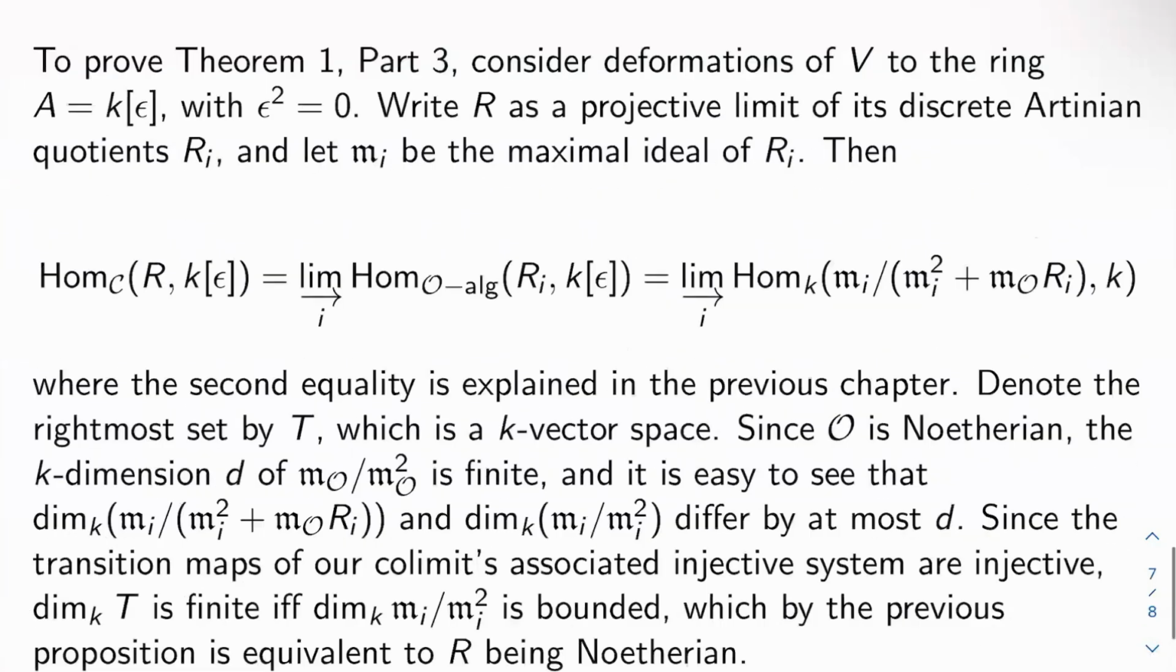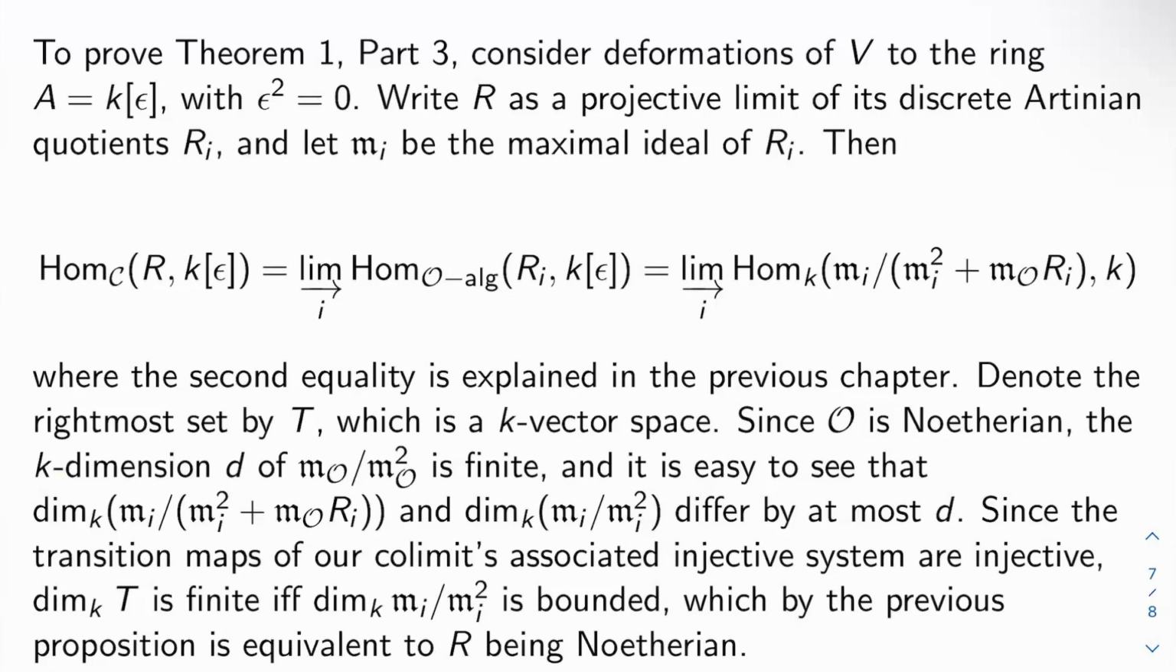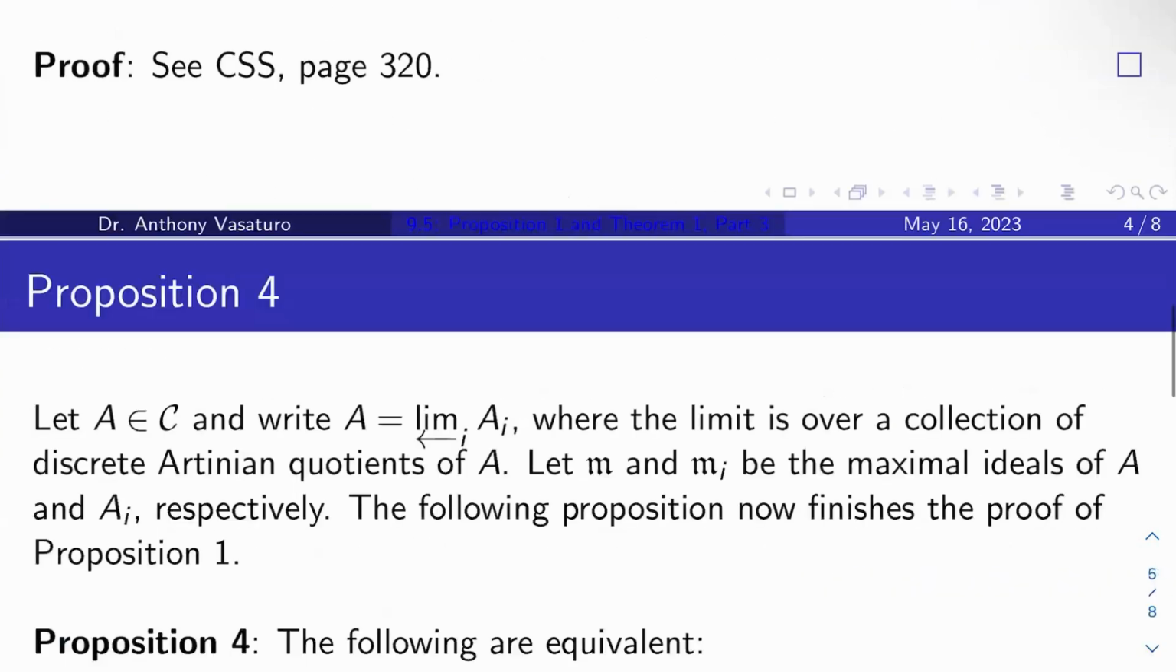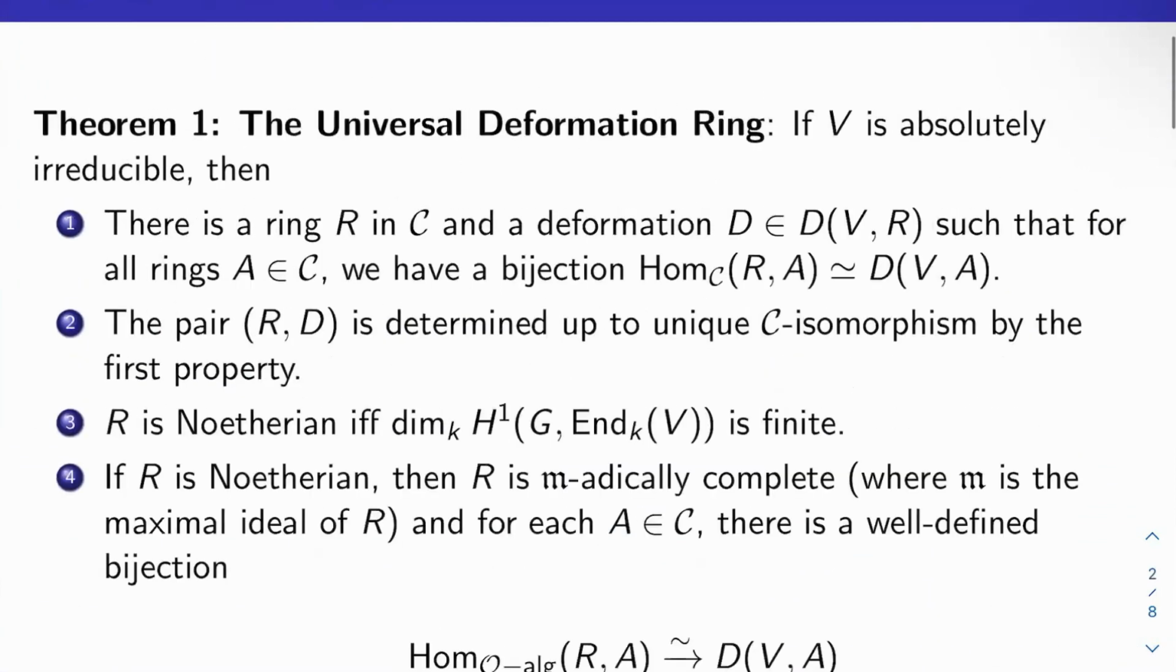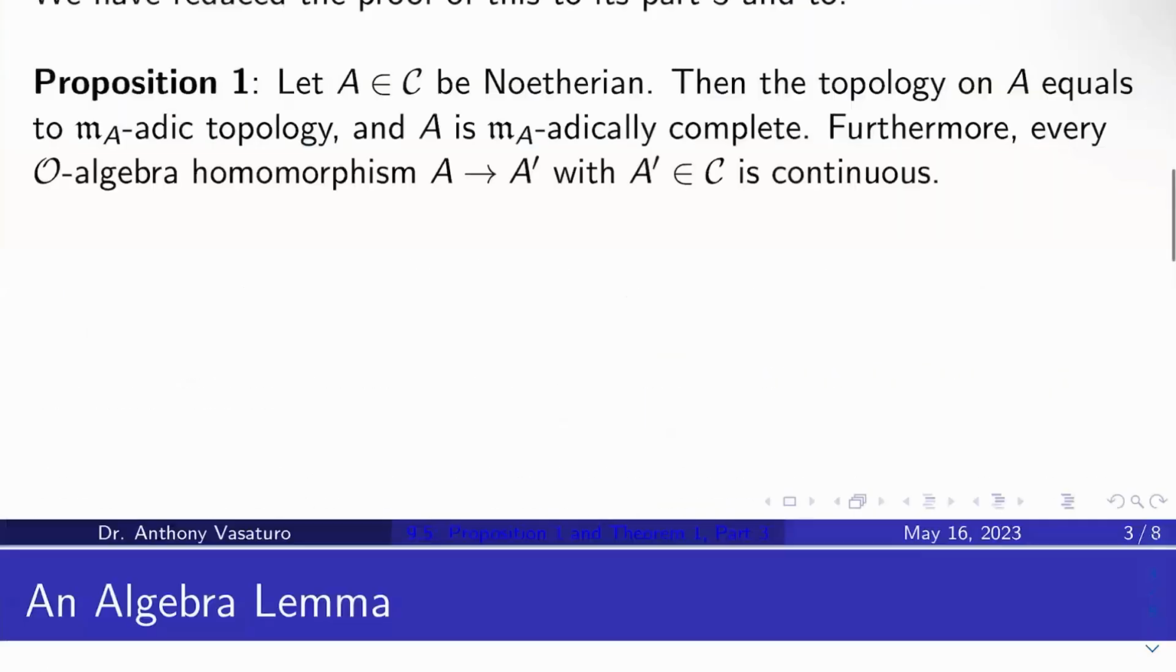So now let's finish theorem 1. It remains actually to prove theorem 1 part 3. Okay, let's go back up and review what that says. That says that my universal deformation ring is Noetherian if and only if the k dimension of its first cohomology group, H1(G, Ad V), is finite. Okay, so let's prove that.